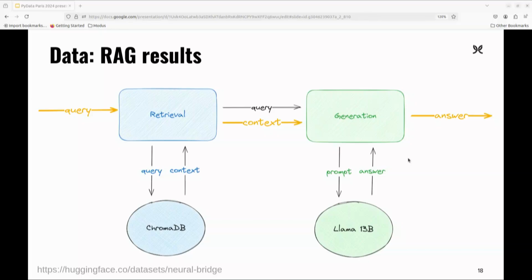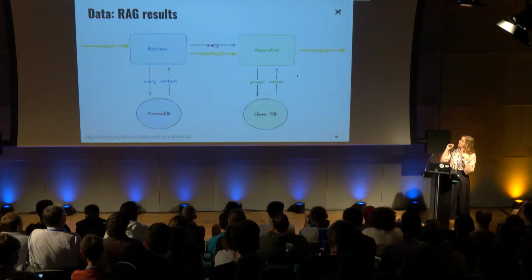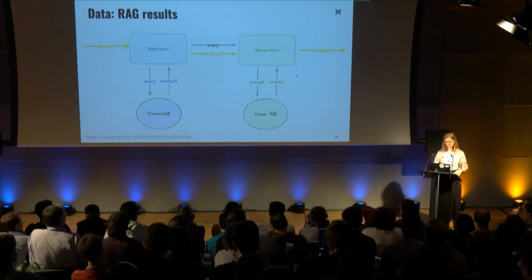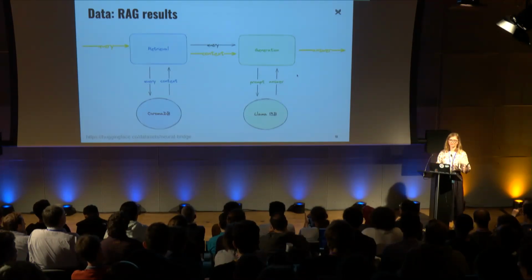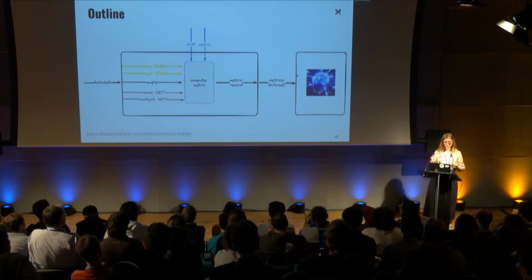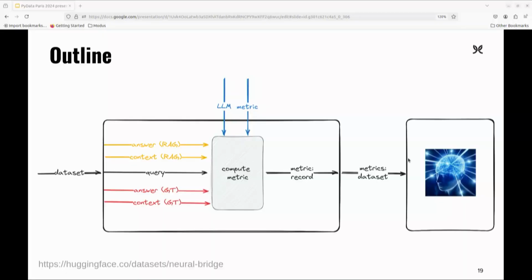And the things that are interesting for us are query, context, and the answer. Those are results from RAG that will be our data for the experiment. And then how does the experiment look? Well, we have different kinds of data.